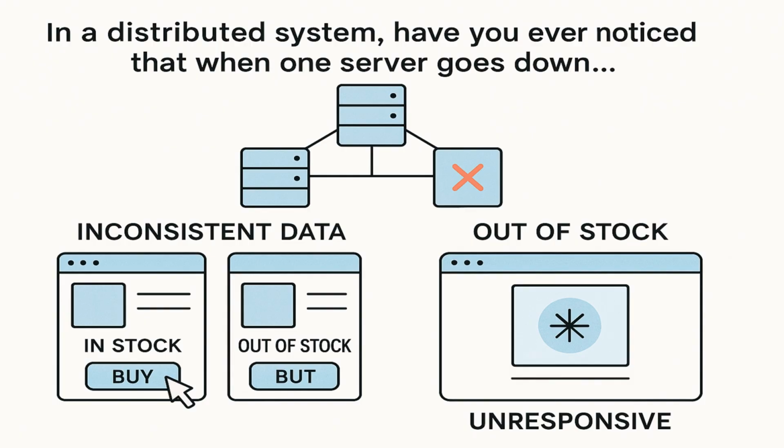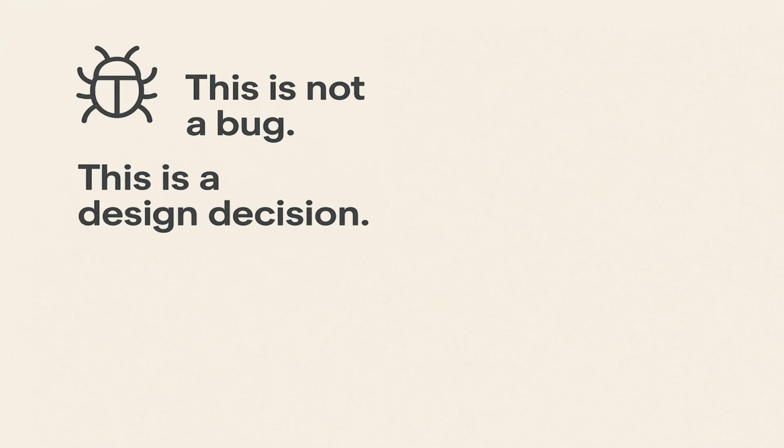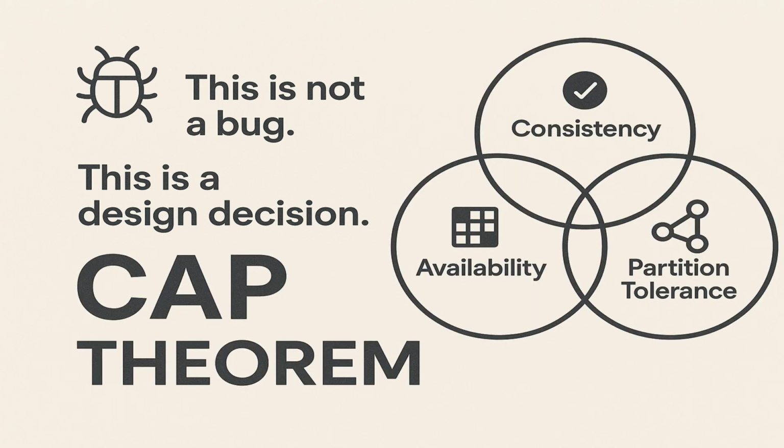So why does this happen? Why do different systems behave differently in failure scenarios? Why does one application keep running smoothly with slightly outdated information, while another completely crashes when the node fails? It is not a bug, it's a design decision. And that design decision is explained beautifully by something called the CAP theorem.